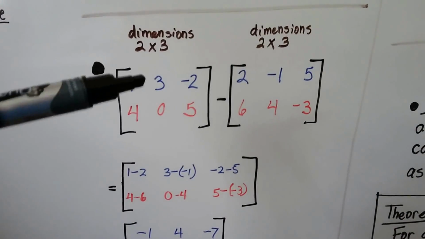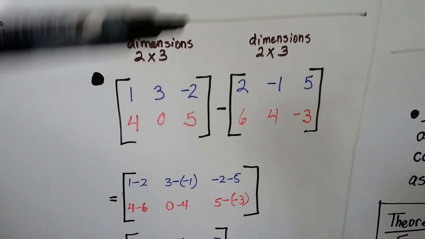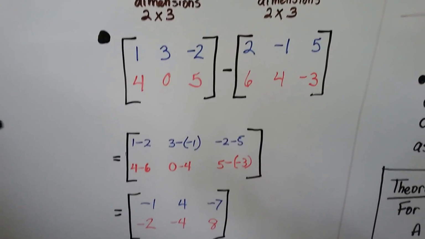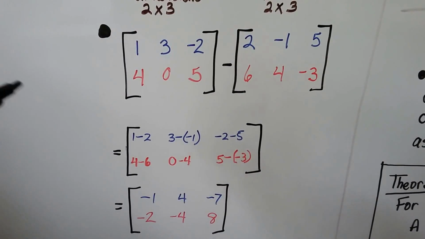This is a 2 by 3. There's 2 rows and 3 columns. And this is 2 rows and 3 columns. So they're both 2 by 3, so we can subtract them. We subtract the corresponding elements.